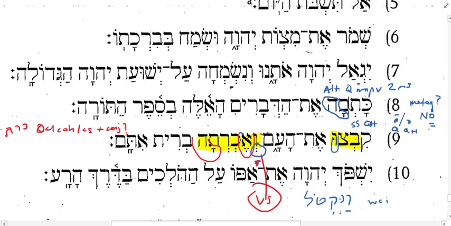Kotva is just an alternate way of saying kotov, which is the imperative. So katav means to write. So I'm issuing a command to a 2MS subject. Write these words. So that's what that is.